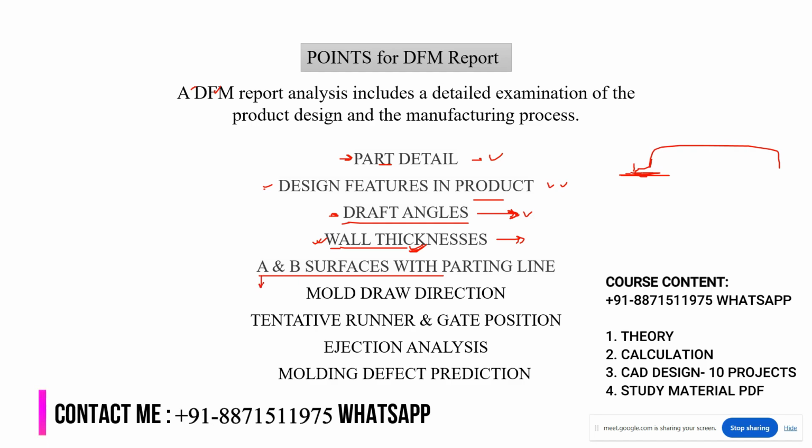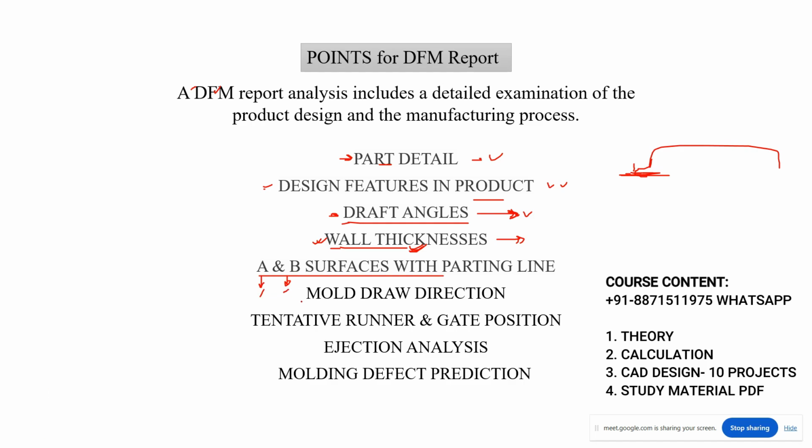A and B surface. What is the meaning of the A surface and the B surface? A is the cavity surface, B is the core surface. So basically, core surface, right?